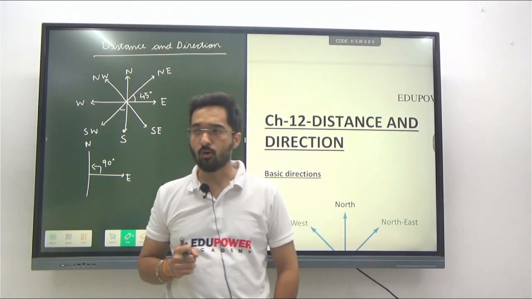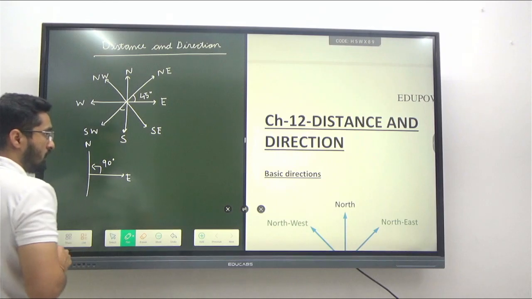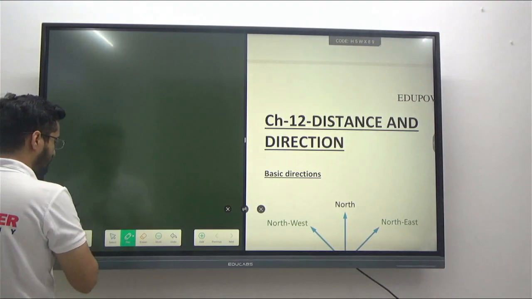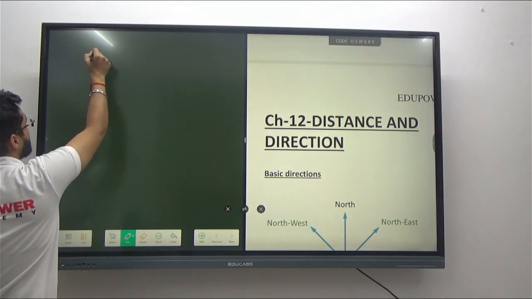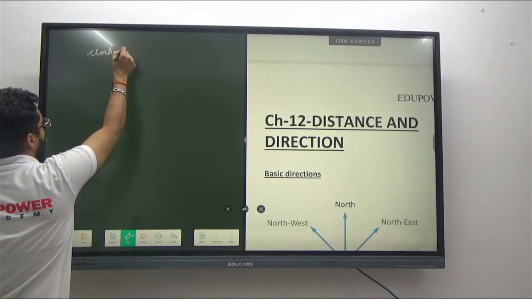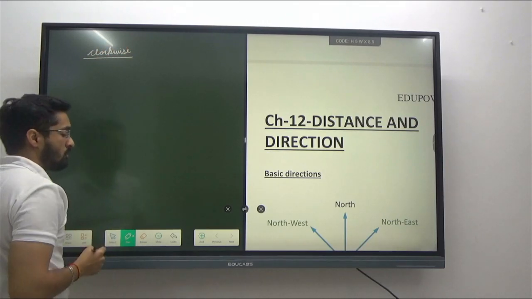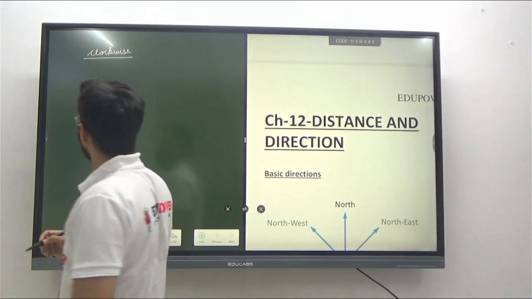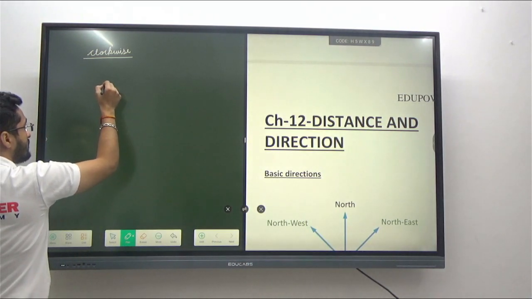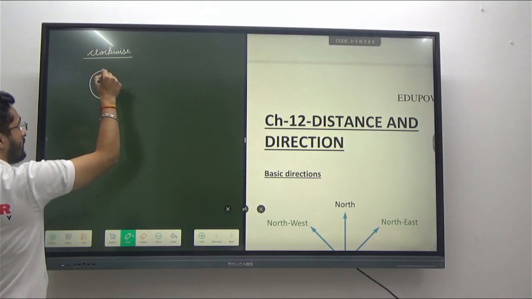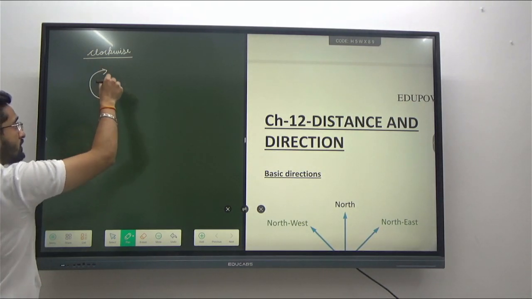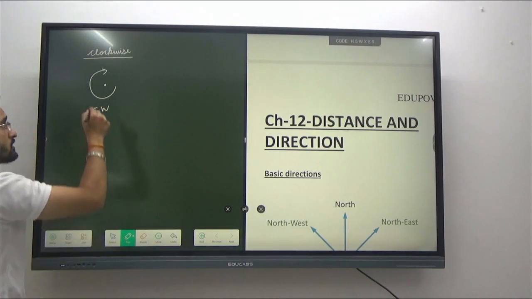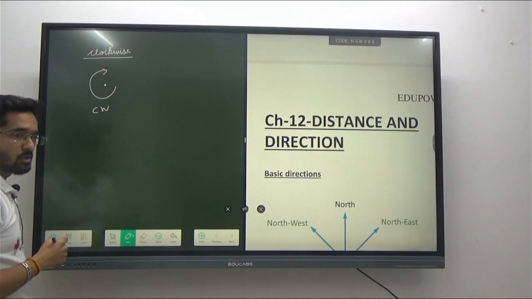Now, moving on to the next topic, we should be aware of clockwise and anti-clockwise movement. In this chapter on distance and direction, we will see movement of people in the clockwise or anti-clockwise direction. What is clockwise movement? Clockwise movement means movement in the direction of the clock. If a person is rotating this way, it is called a clockwise rotation. I will call it CW.